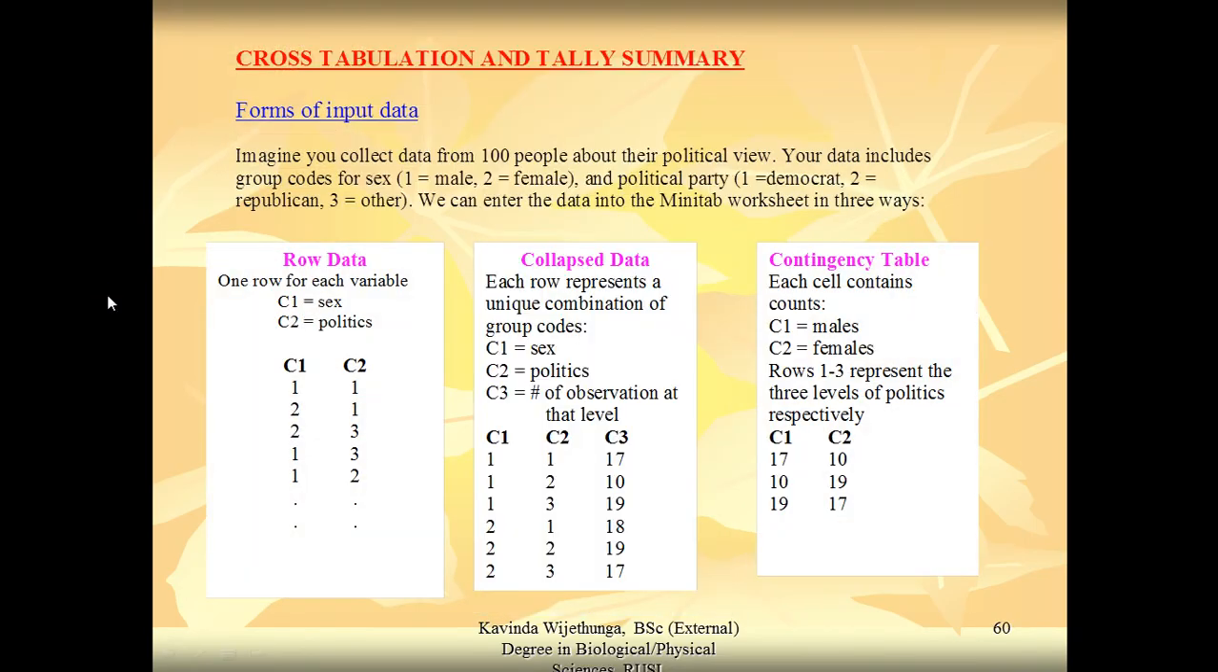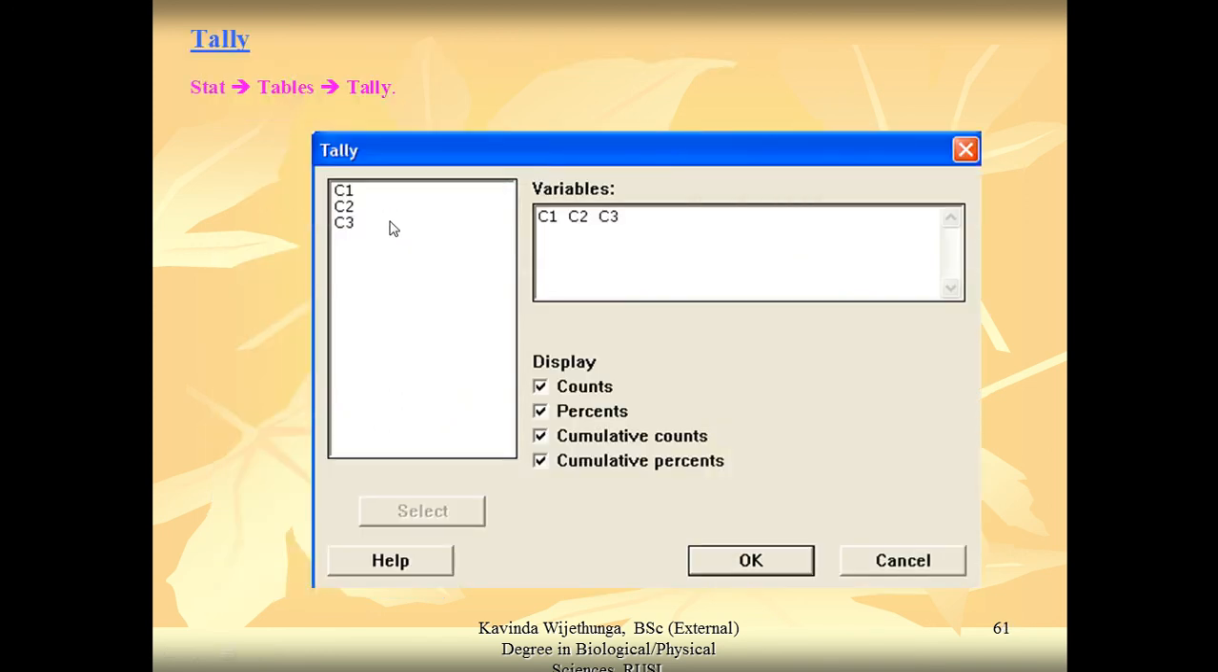Then cross tabulation and tally, summary forms of input data. So you know how we can use the tally, how the number of data are counted here. Okay, so we can use stat, tables, tally. Then here there are some options: count, percent, cumulative counts, cumulative percents.